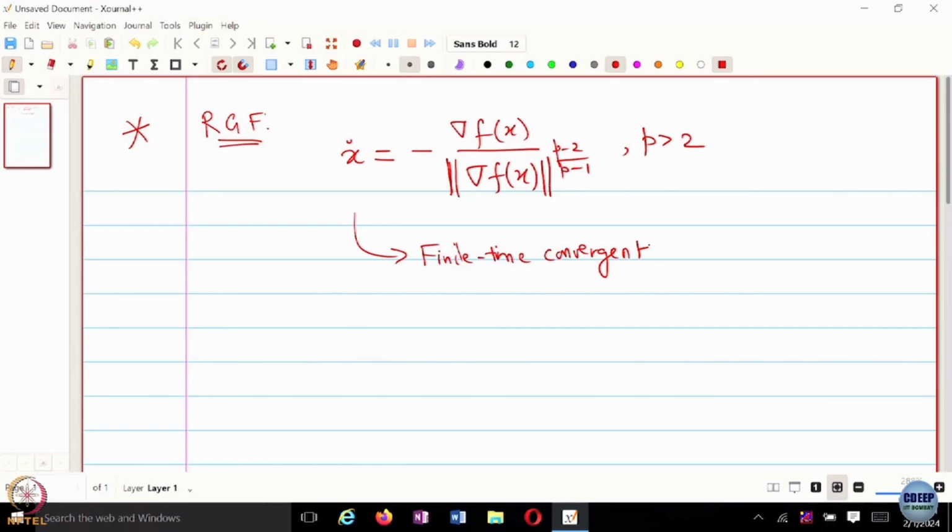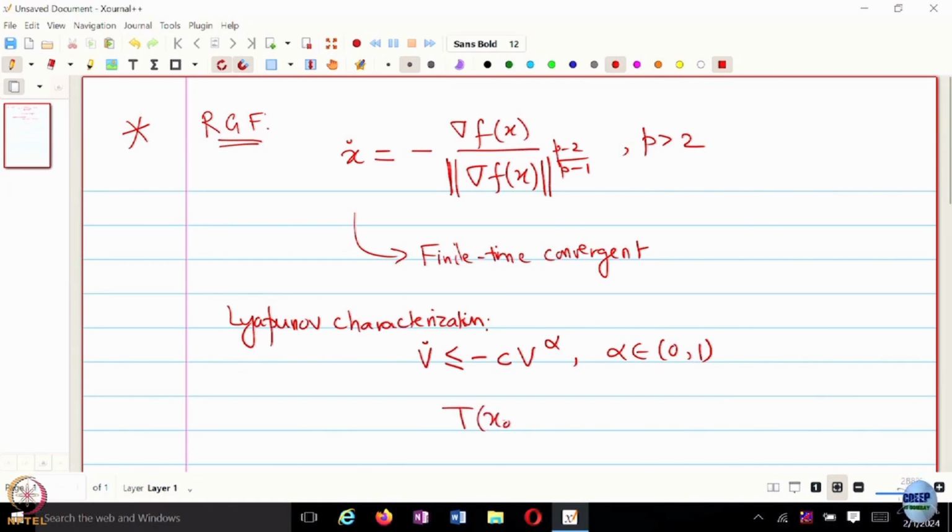In fact, we looked at the Lyapunov characterization of finite time stability of an equilibrium. If the time derivative of the Lyapunov function satisfies this particular inequality, with alpha being a number between 0 and 1, then you can show the trajectories converge to the equilibrium in a finite amount of time, which is dependent on the initial condition x naught, and that settling time function is upper bounded by V of x naught to the 1 minus alpha over c times 1 minus alpha. So this was finite time stability.